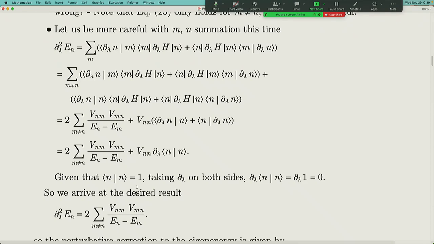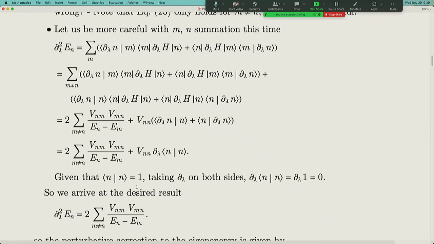Instead, we need to split this summation over m into two terms. One is the summation of all the other m that don't equal n. And there's only one term that is missing. The only one term that is missing is this term. This term is the additional term where basically n equals m, which is this one. So okay, with this one, for the first part, for the first line where m is unequal to n, we can obtain the same expression as we obtained previously. And then the missing term basically is here. And you can also simplify this as Vnn.